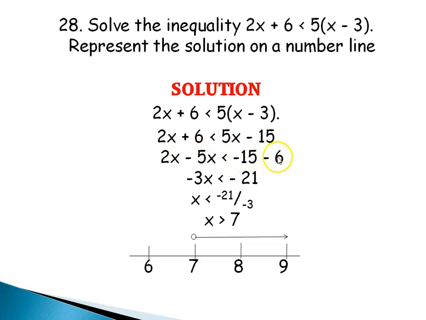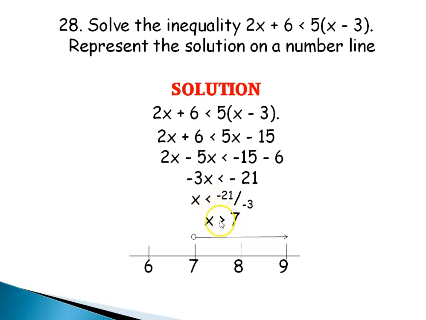Minus 15 minus 6 is minus 21. Let me take that again. 2x minus 5x is minus 3x. Minus 15 minus 6 is minus 21. Alright, so I'll divide both sides by minus 3. Minus 3x divided by minus 3 is x. Minus 21 divided by minus 3. Now this sign is going to change because I'm dividing by a negative number. It will change from less than to greater than.